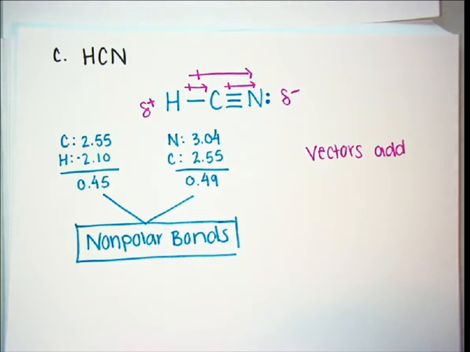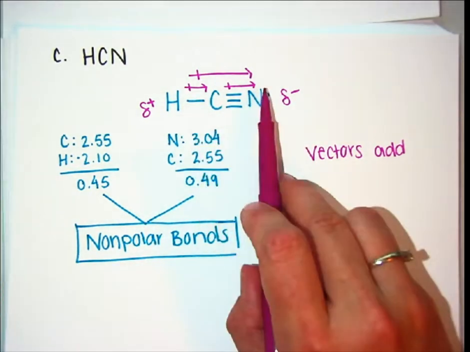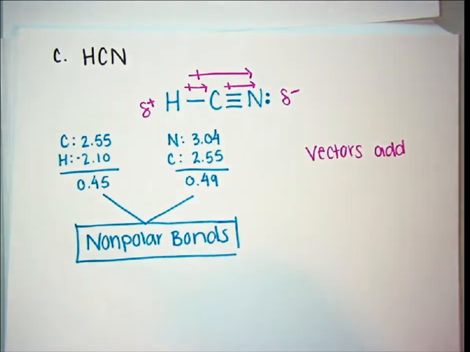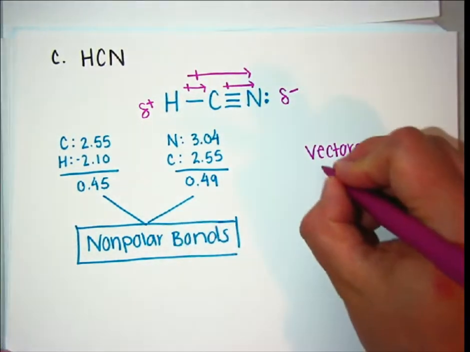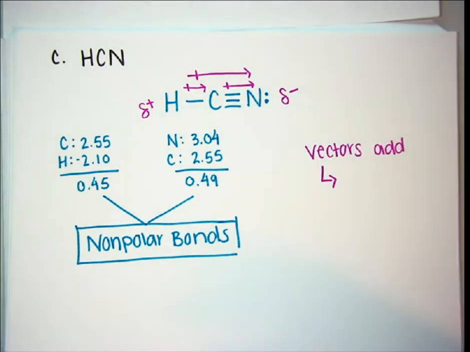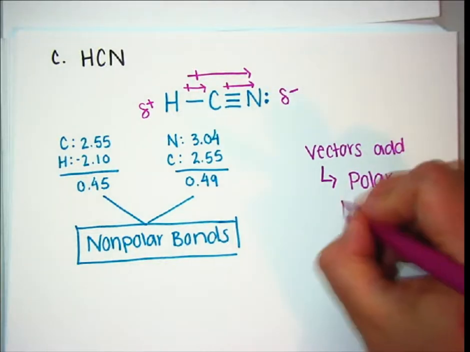That is going to create a dipole. It's going to create a separation of charge. All the electrons are getting pulled this way, making this end more negative. It's inducing that pull. I'm going to have a negative pole and a positive pole. If your vectors add, or if they do not cancel, this is a polar molecule.